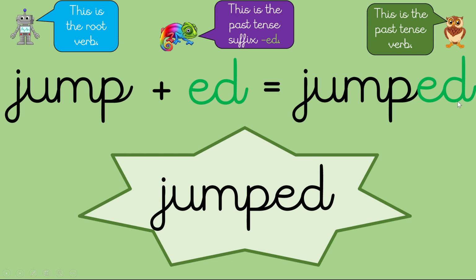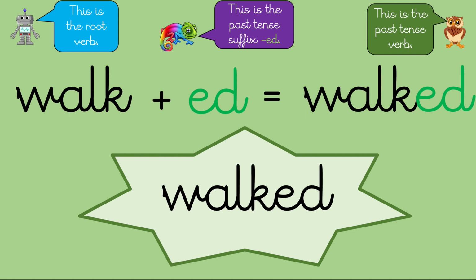Now we don't say jump-ed. I jumped on my bed. We say jumped. And it sounds like a t, but we write it as ed. So jumped. Let's have a look at another one. Everybody read this one together. Jumped. Brilliant. Let's have a look at the next one.